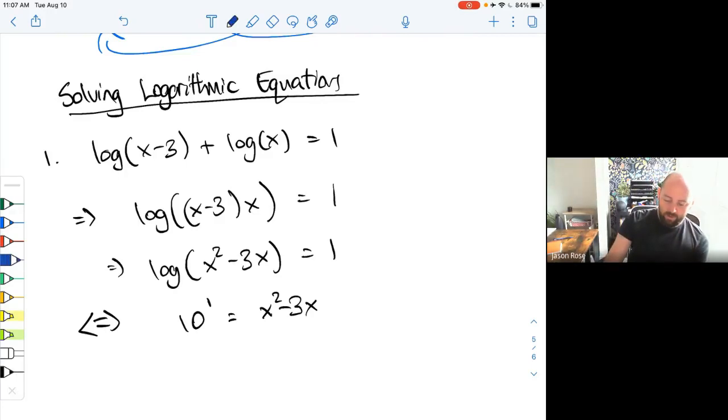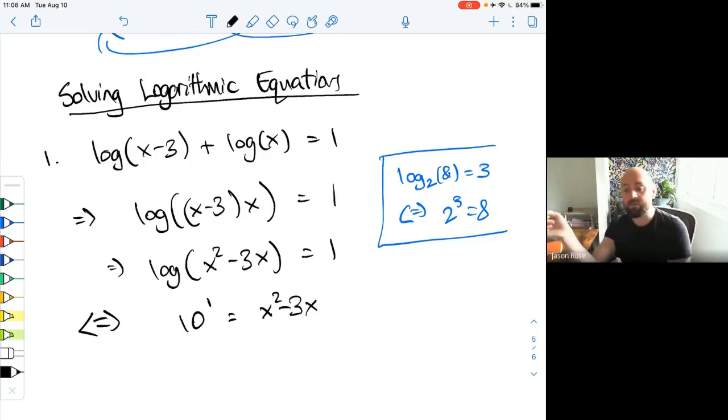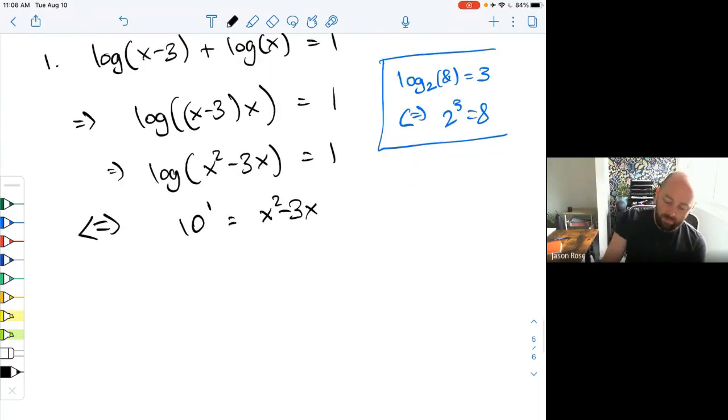It's a slightly more complicated version of log to the base 2 of 8 being equal to 3, being equivalent to 2 cubed equals 8. We were practicing with smaller ones like that last week to get used to the switchover. Now we have slightly more complicated things with variables involved, but it's the same process as last time. Base to the power of the thing on the other side of the equal sign equals the thing inside brackets. So that's what we're doing here. And now we have an equation that we can solve.